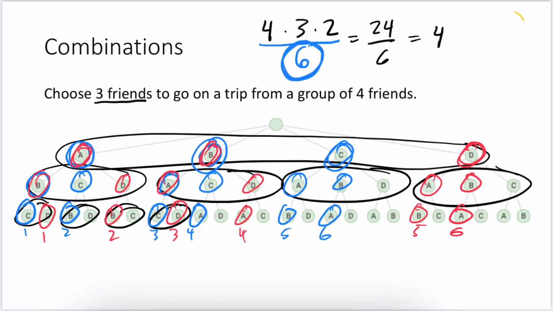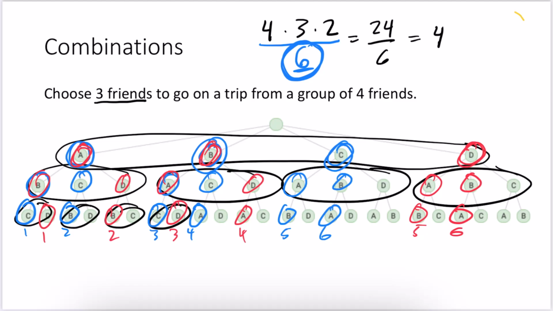But if you have a ginormous choice tree, you don't want to have to go through and draw the choice tree for one thing, and then you also don't want to have to go through and count the number of duplicates. So there's got to be an easier way to calculate this. And the way that you calculate that is based on how many things you're choosing.